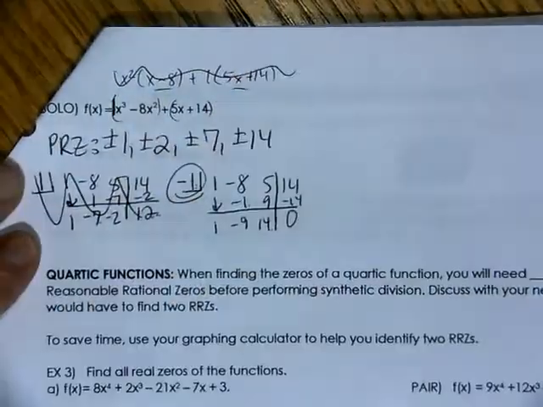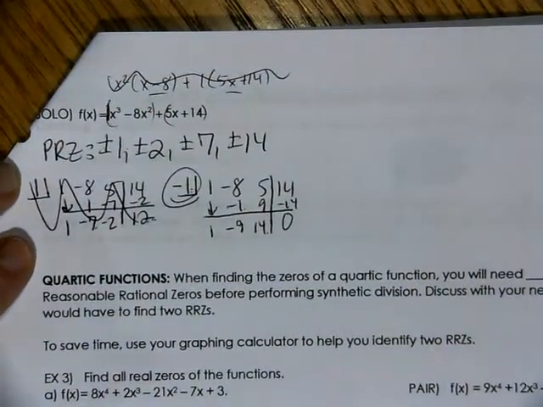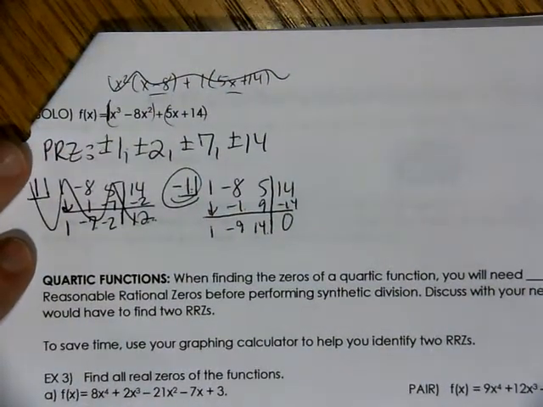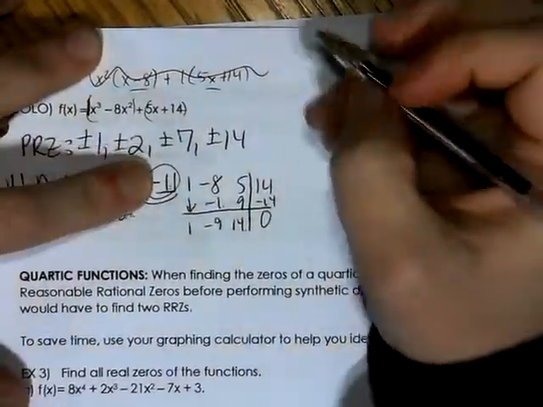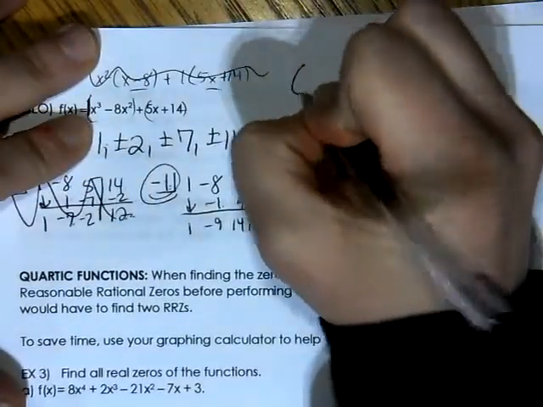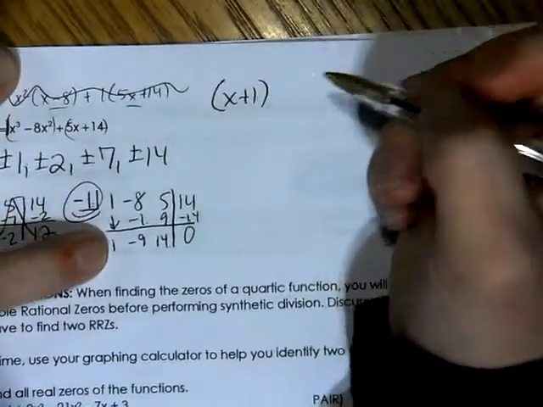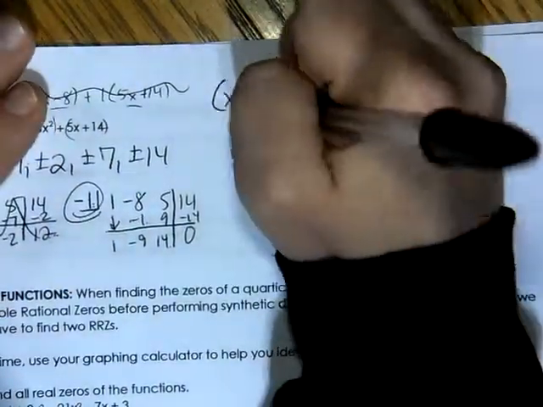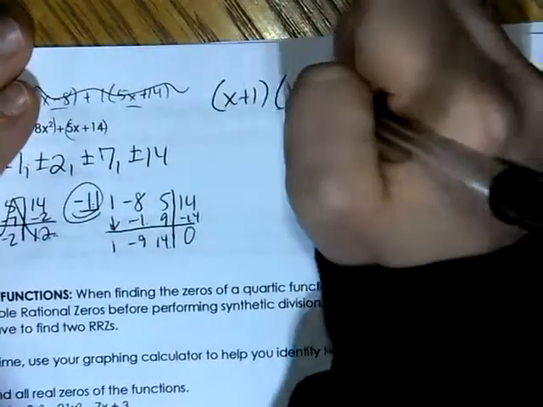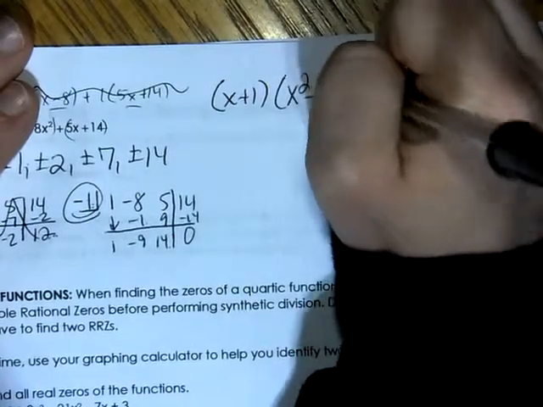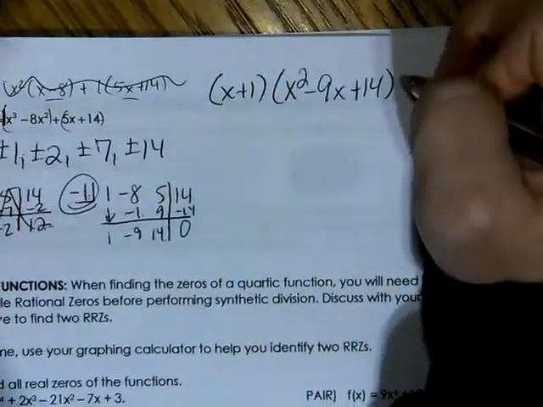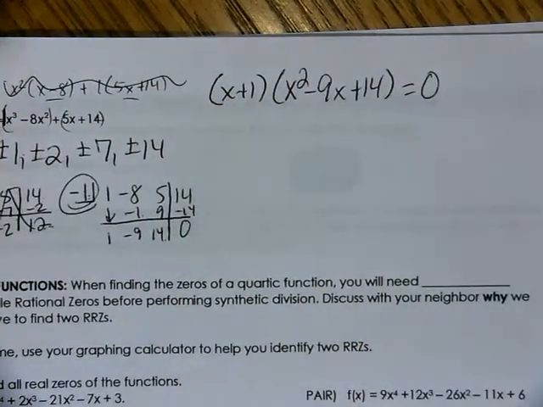So that means that negative 1 is going to be one of my zeros that I already know. So that negative 1 comes from the parentheses x plus 1, the opposite of what I see inside. And the 1, negative 9, and 14 comes from the parentheses x squared minus 9x plus 14. So it creates that parentheses. And this is going to equal 0.